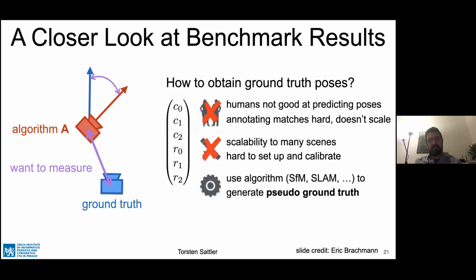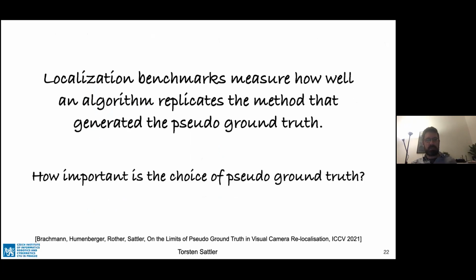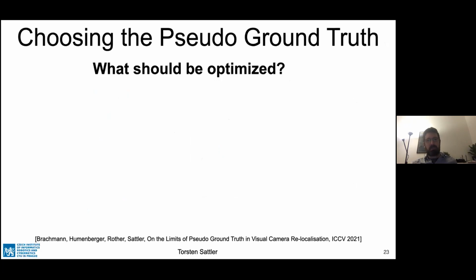So what people in the end do is they use algorithms for structure from motion or simultaneous localization and mapping to create pseudo ground truth poses. So localization benchmarks actually measure how well an algorithm is able to replicate the method that generated the pseudo ground truth, and not really how accurate it is with respect to real ground truth. The natural question is, how important is the choice of algorithm used to generate the pseudo ground truth? In this paper, we looked at two ways to generate pseudo ground truth.